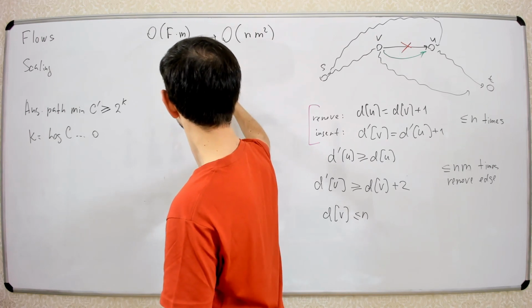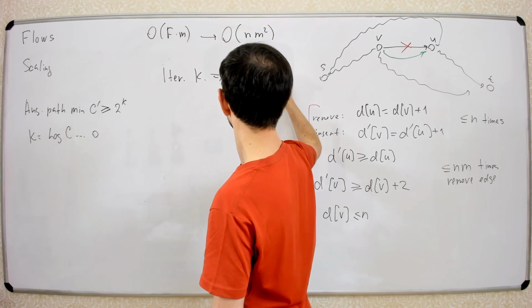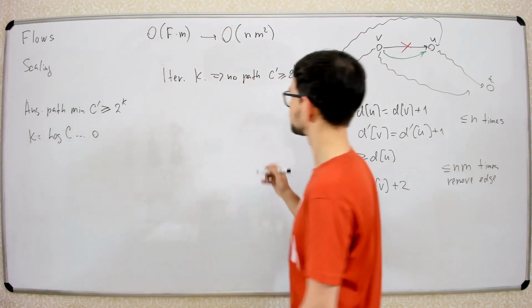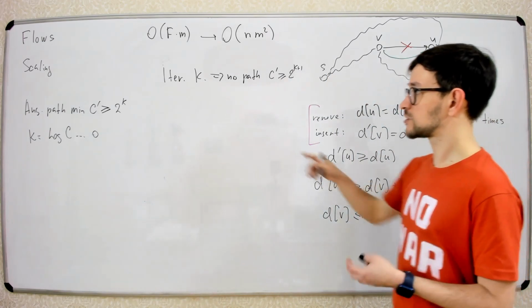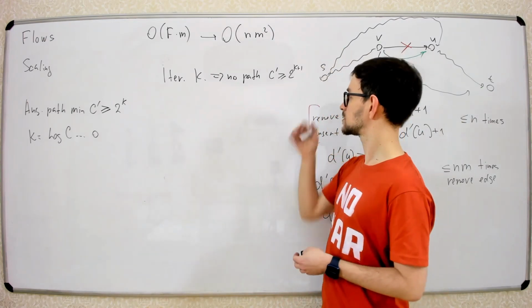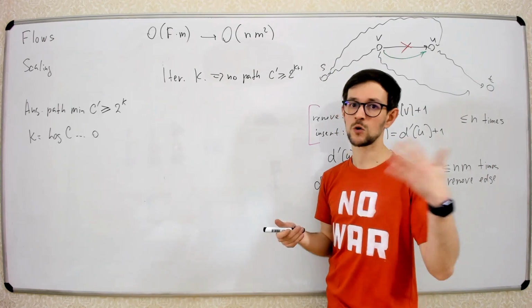It means we have no path with at least 2 in power of k plus 1. So if we have iteration k, it means we finished the previous iteration. In the previous iteration, we're trying to find paths of capacity at least 2 in power k plus 1. So we didn't find anything, so we go to iteration k.